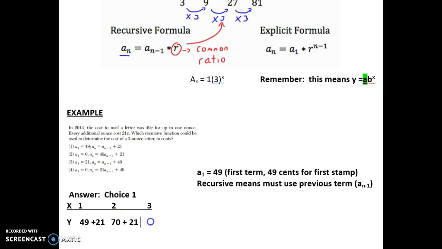So the third term is actually going to be 91. Hopefully I added that well. You guys know my adding skills sometimes. In this particular case, this would be what our table would look like.